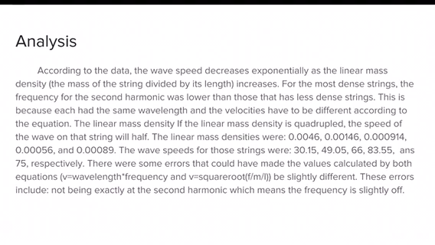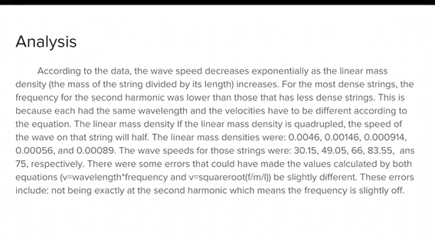There were some errors that could have made the values calculated by both equations be slightly different. These errors include not being exactly at the second harmonic, which means the frequency is slightly off.